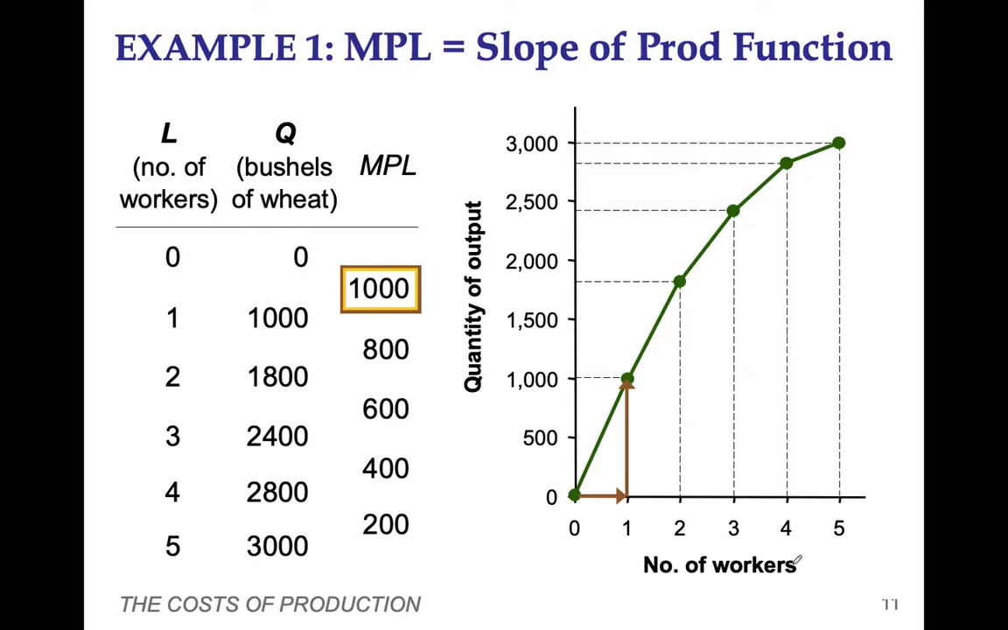As I said, the MPL is the slope of the production function. Delta Q over delta L is the slope of this curve. See, the slope at first is 1000, then it is 800, then with the third worker it becomes 600, the fourth worker it is 400, and then the fifth worker it is 200. So the marginal product represents the slope of the production function.